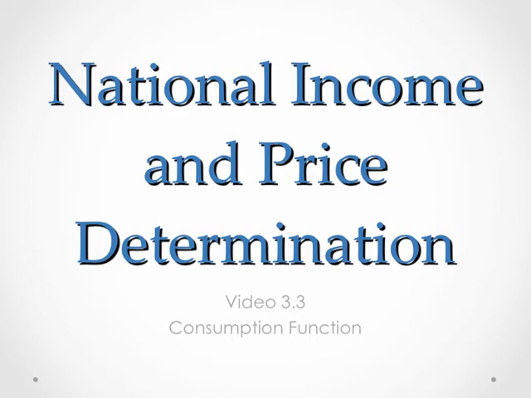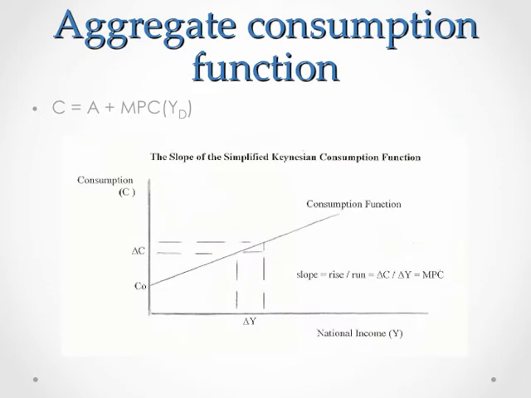Video 3.3, the consumption function. I feel like we just did this in the last video, but here it is again, the aggregate consumption function. C equals A plus MPC times YD. And you have, again, just the basic setup for consumption. This is, again, aggregate national income, disposable income, or income, I should say. You have your slope still, which is your MPC.